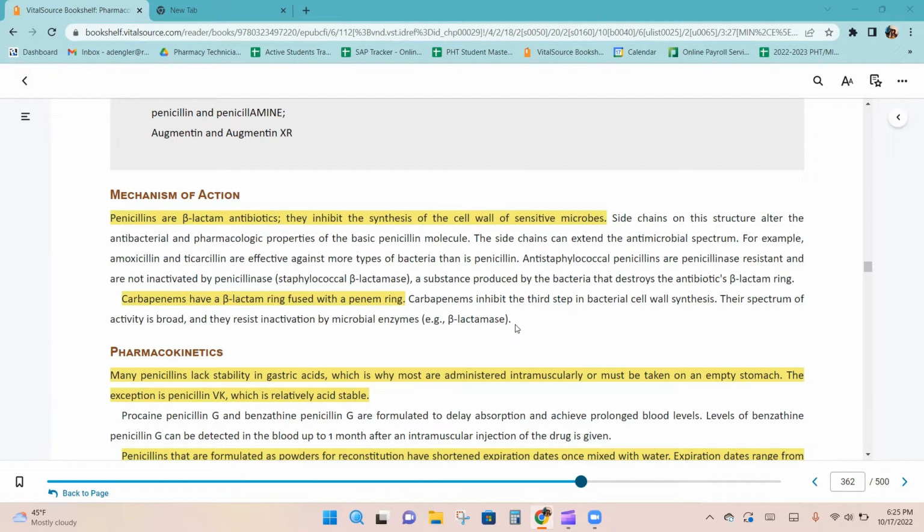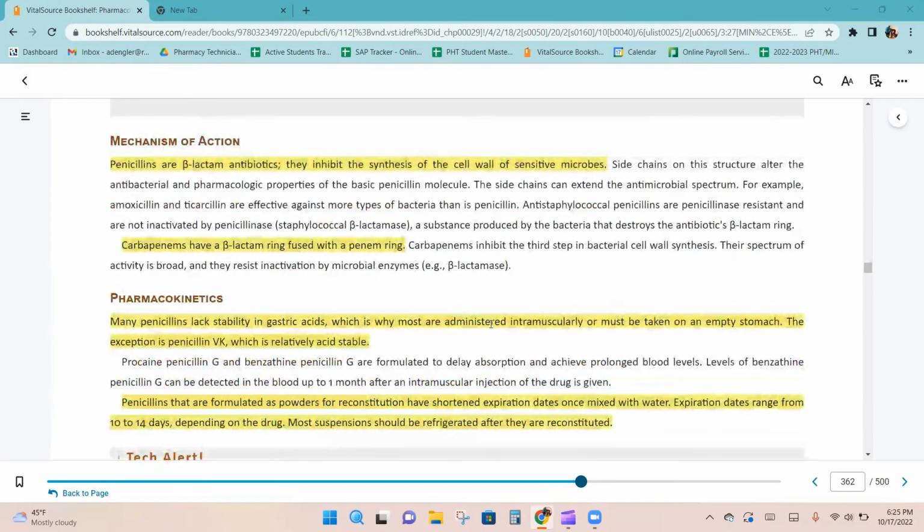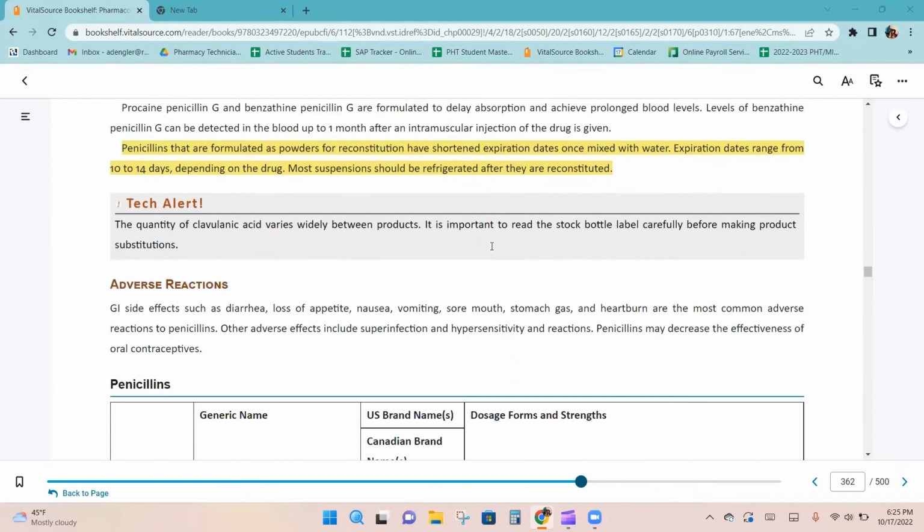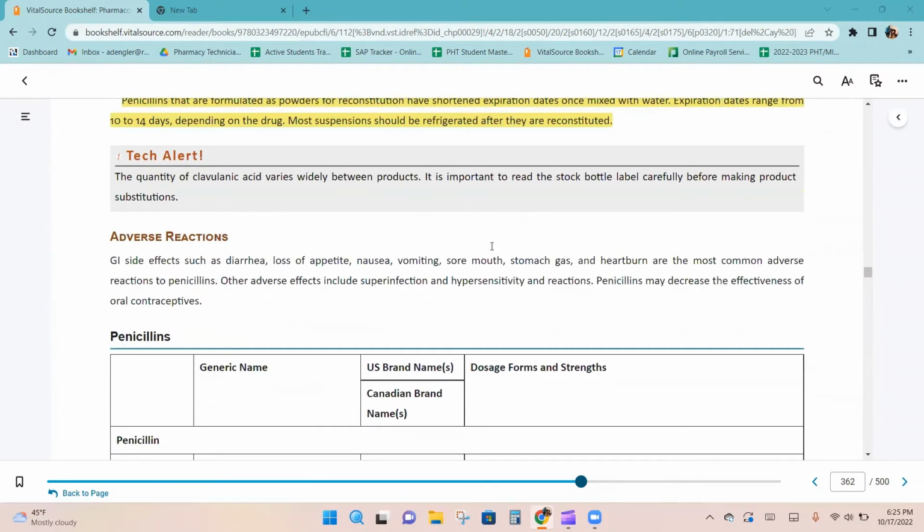Carbapenems have a B-lactam ring fused with a penem ring. Many penicillins lack stability in gastric acids, which is why most are administered intramuscularly or must be taken on an empty stomach. The exception is penicillin VK, which is relatively acid stable, and that's the tablet we have in the pharmacy. Penicillins that are formulated as powder for reconstitution have shortened expiration dates once mixed with water. They range from 10 to 14 days, depending on the drugs, and they should be refrigerated after they're reconstituted.